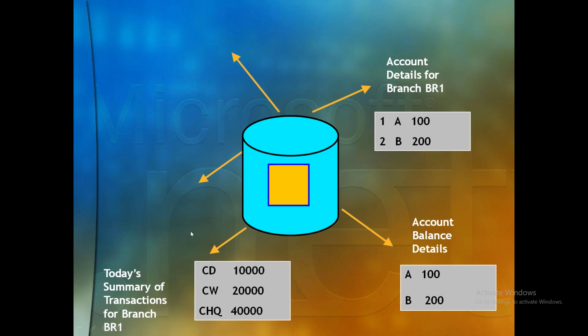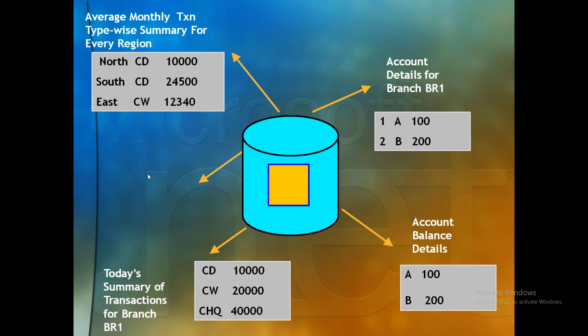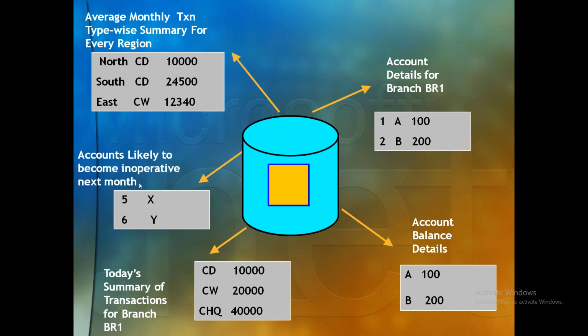For this, what do you do? You write a query, right? Again, average monthly transaction type wise summary for every region. So north region wise, what is the average monthly transactions? North region cash deposits are this much, $1 billion. South maybe this much, $1 billion, east maybe this much, $1 billion. Like that, as a regional level manager, I want to see what the sales are for each and every region. Clear? Average monthly transaction type wise amount. This is a summary report.